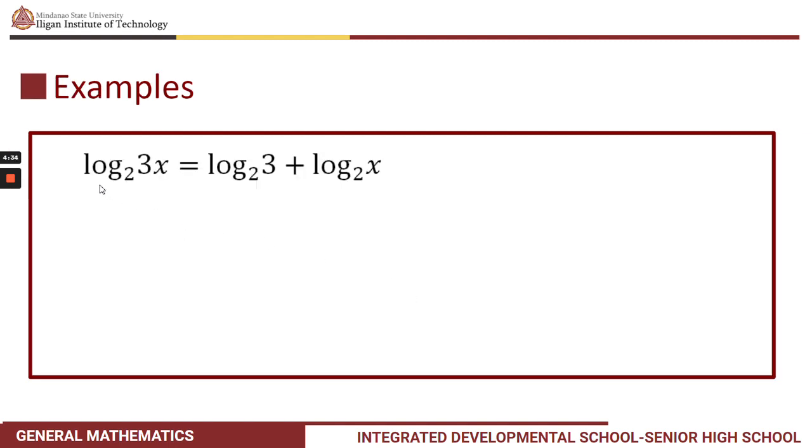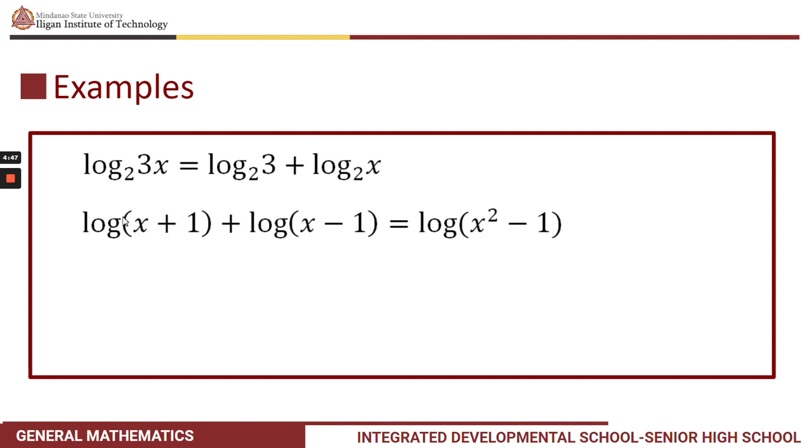We have here log with base 2 of 3x, so this is a product of 3 and x, so pwede yan ma-rewrite as log with base 2 of 3 plus log with base 2 of x. Next, we have log of x plus 1 plus the log of x minus 1, which is equal to the log of x squared minus 1. Why? Because we have addition with the same base 10, so pwede lang i-multiply at gawing isang logarithmic expression. Which is just equal to the log with base 10 of the product of x plus 1 and x minus 1, which is x squared minus 1.